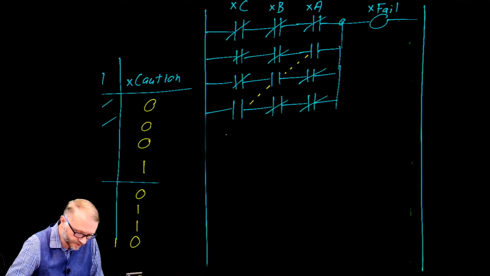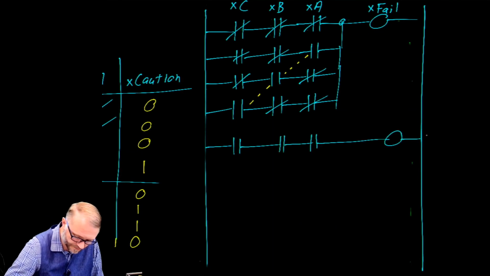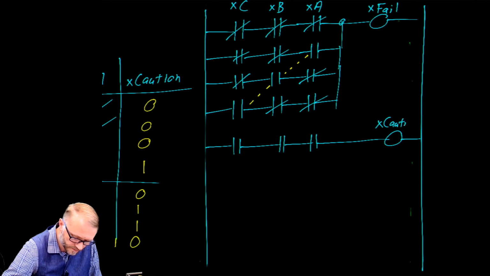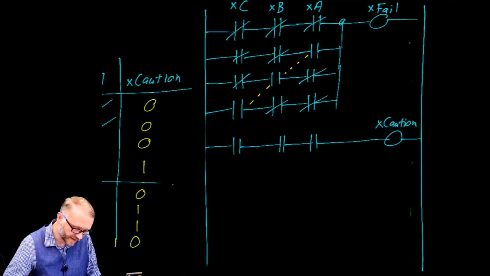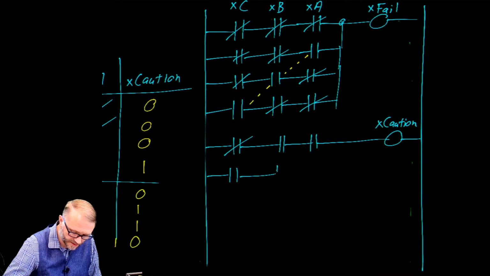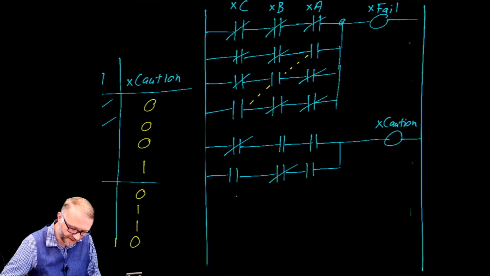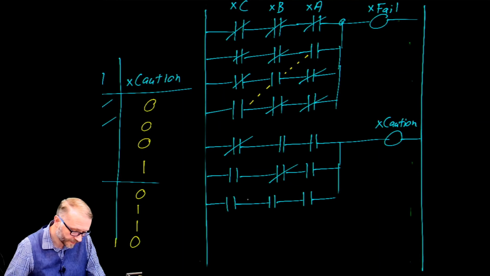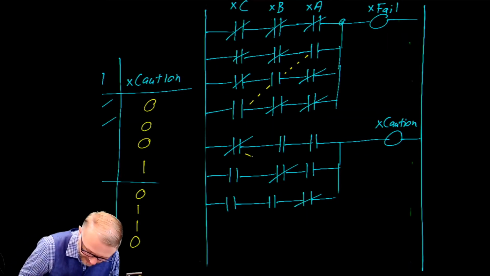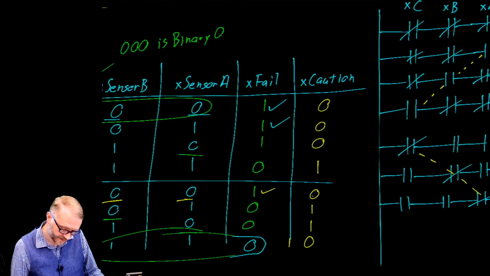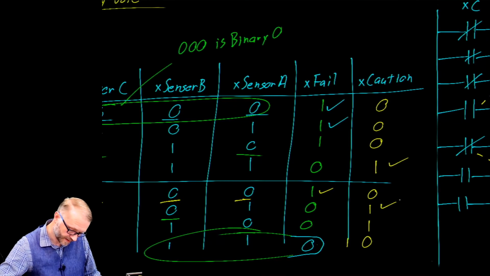We can move on to do the caution. So Boolean caution. The caution will activate if there's a failure of C. There will be a caution if C is good, B has failed, A is good. There will be a caution if C is good, B is good, but A has failed. You see the pattern there. We're walking down this diagonal. That takes care of that one, and that one.